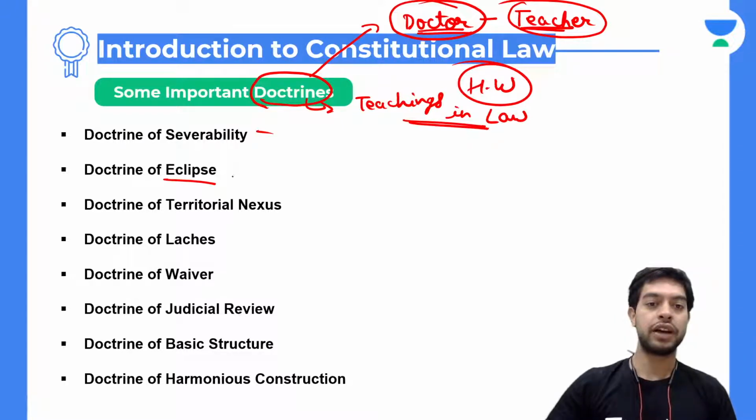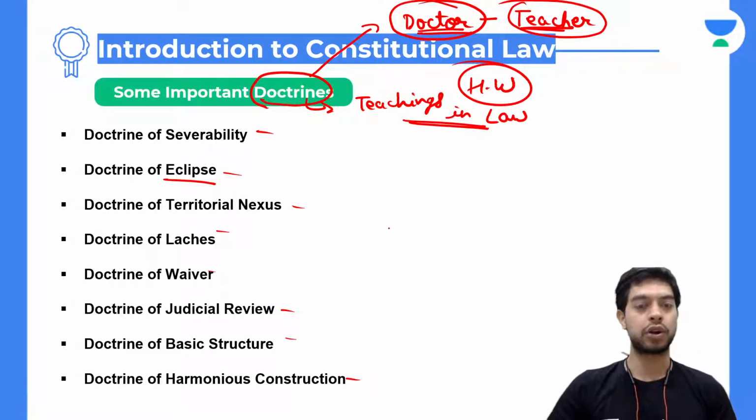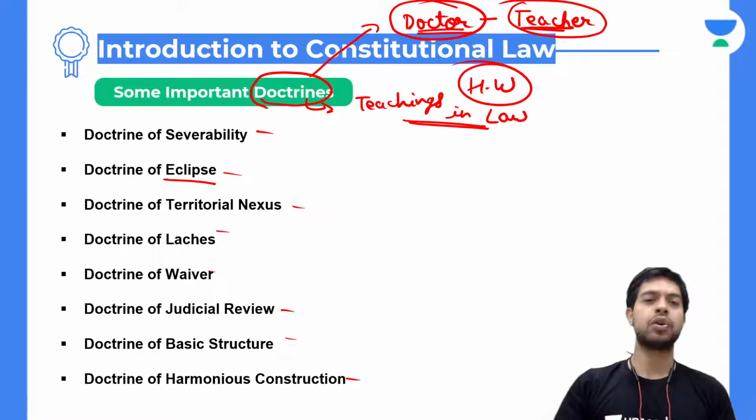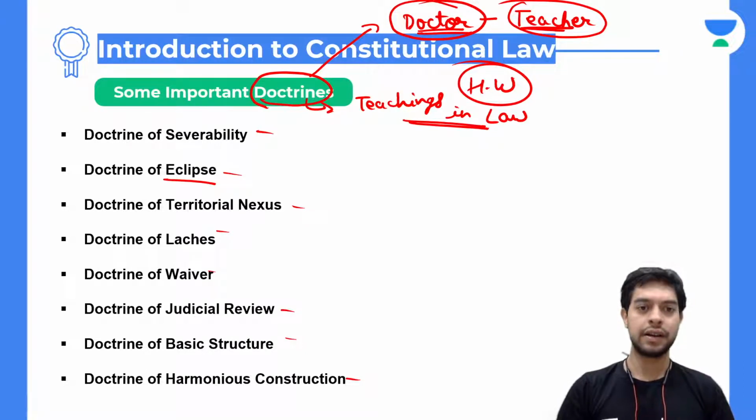So these are 1, 2, 3, 4, 5, 6, 7, 8. These 8 doctrines are very important for a law entrance examination. ये 8 doctrines बहुत ज़्यादा important हैं आपके law entrance examination के लिए. और इन 8 doctrines को हम एक specific class, I will take a special class on important doctrines of constitutional law. In that class, I will discuss all these doctrines.